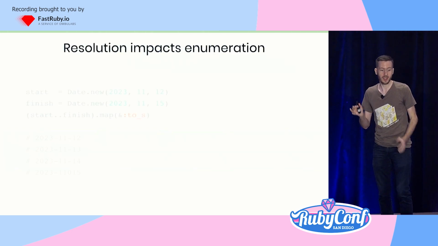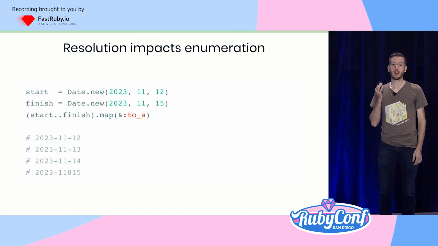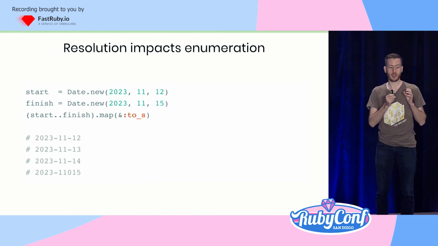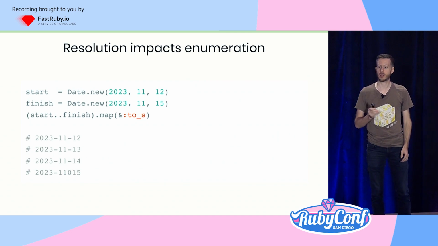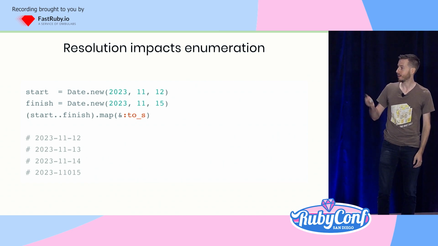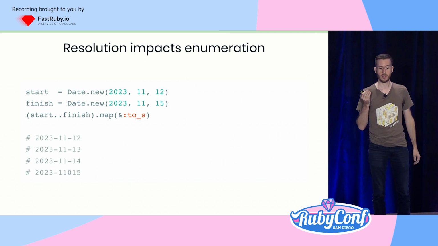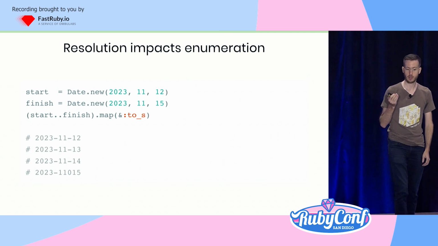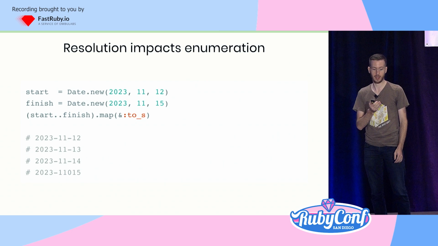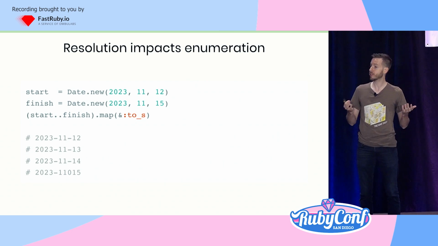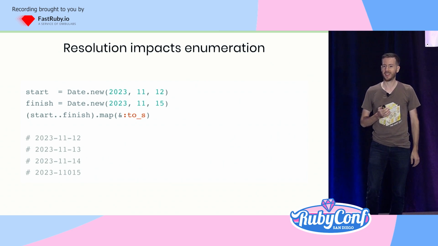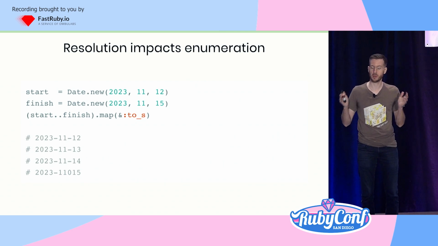Now, this is a really fun thing about resolution. If you use Date or Time instances in a Ruby range, it will generate an array of values that are spaced out based off of the resolution of the type that you chose. So you may not have known this, but if we do a start date of November 12th and an end date of November 15th, put them in a range and output them, we would get November 12th, 13, 14, and 15. This can be really convenient. And if we'd used Time instead, we would have just gotten a million instances representing all of the different nanoseconds between those two points.